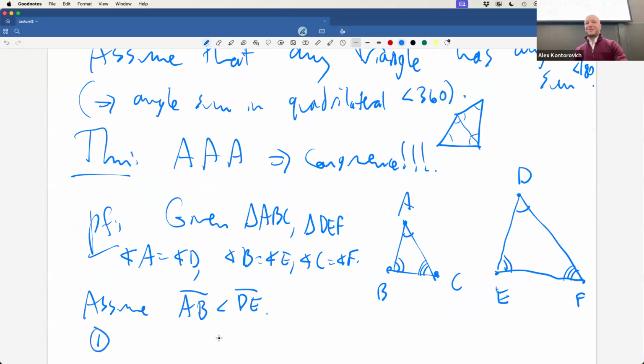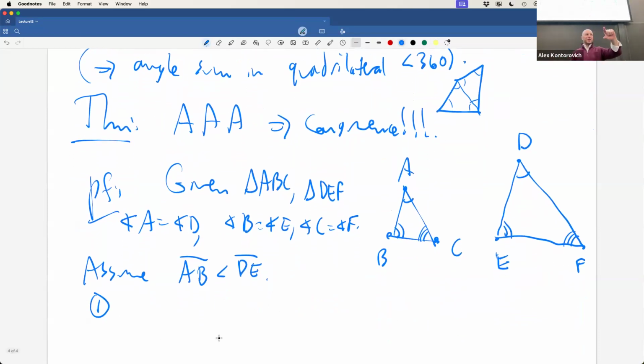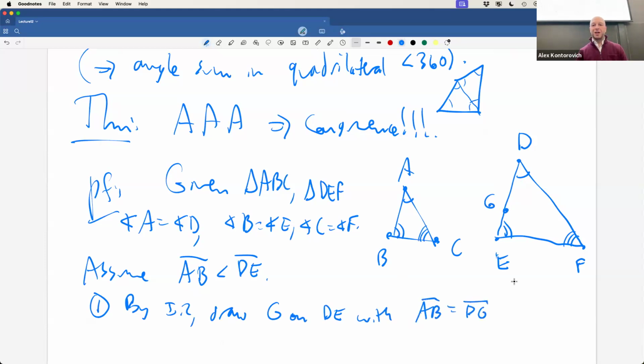So step one, remember that Euclid's compass is collapsible, but it may as well be fixed. That's I2. By I2, we can draw, let's call this point G, G on DE with AB equal to DG. In other words, if AB is the smaller length, then mark that smaller length on the bigger triangle. So far, so good.